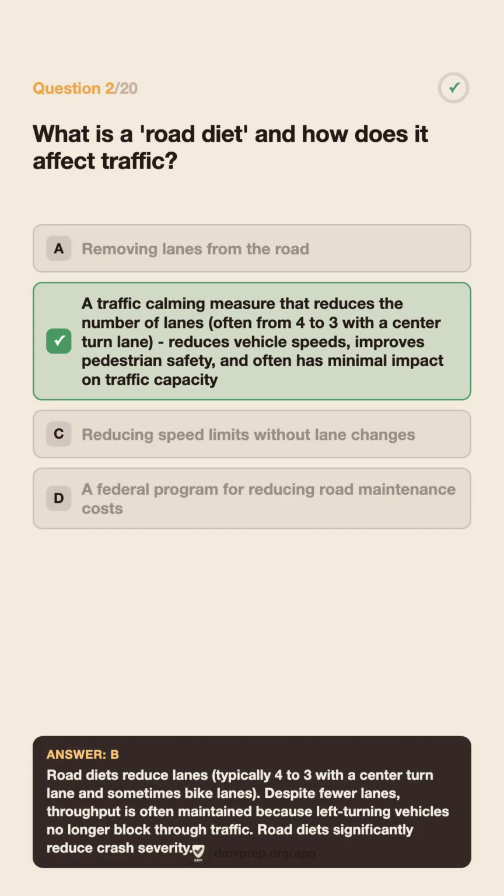The correct answer is B. Road diets reduce lanes, typically 4 to 3 with a center turn lane, and sometimes bike lanes. Despite fewer lanes, throughput is often maintained because left-turning vehicles no longer block through traffic. Road diets significantly reduce crash severity.